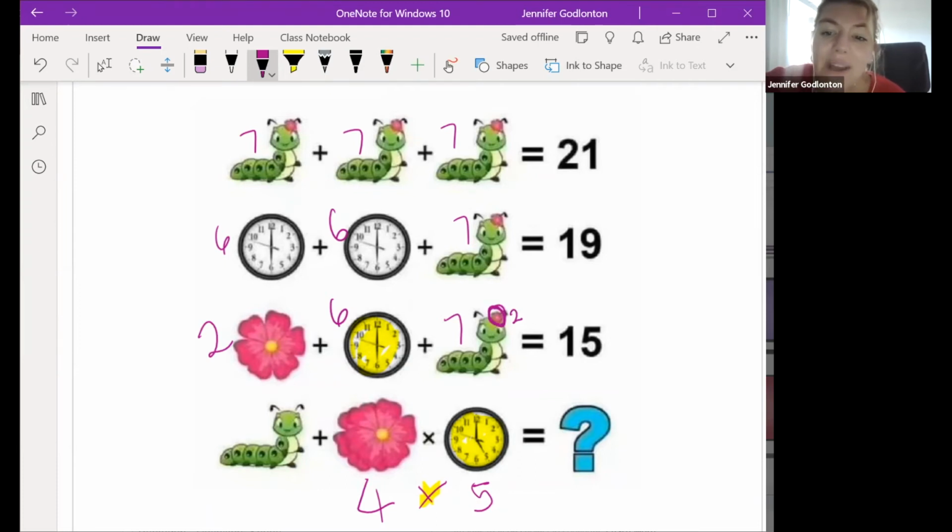And then we had to count the segments of our caterpillar. 1, 2, 3, 4, 5. So our caterpillar was 7 because it had 5 segments and a flower. This caterpillar doesn't have a flower, so it's 1, 2, 3, 4, 5, 6 segments. So that's going to be 6. So it's going to be 4 times 5, which is 20, 20 plus 6, which is 26. And that's our answer. And now we're done.